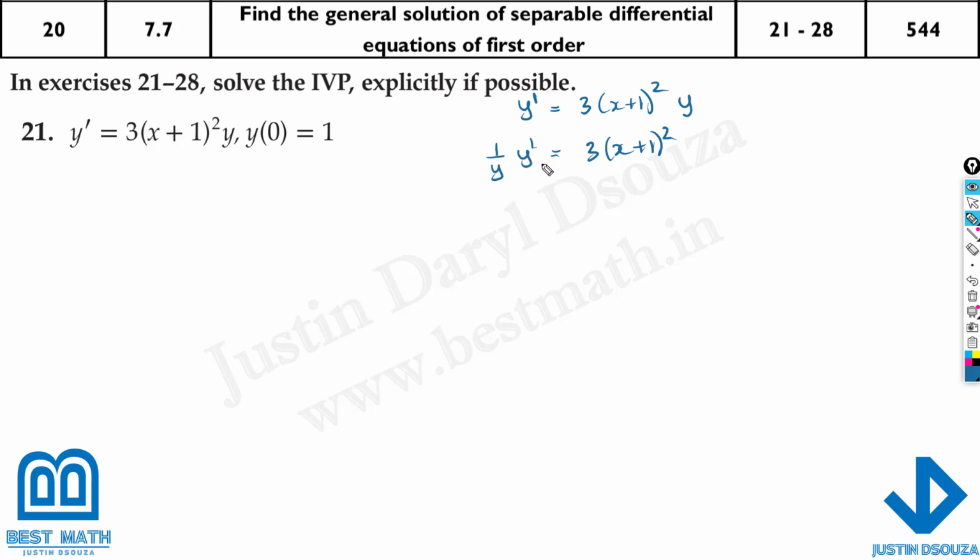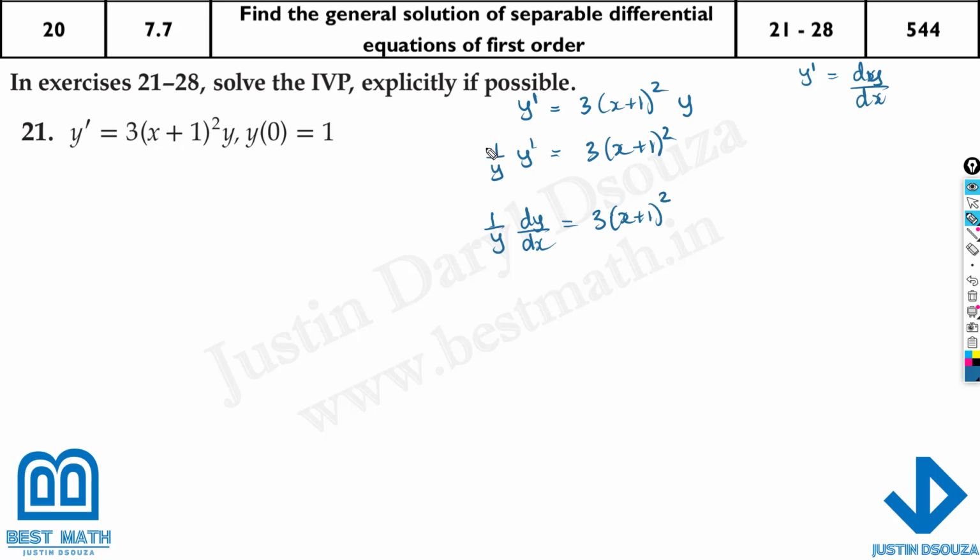Now for the first problem, I'll do everything in detail, but the next problems will have a few fewer steps. If you understand the concept, that's more than enough. Then you can skip a few steps. Here, what is this y prime? y prime means we are differentiating. Now this is dy by dx, because it's the derivative of y with respect to x. So here I write 1 by y dy by dx, which is equal to 3 times (x plus 1) the whole square.